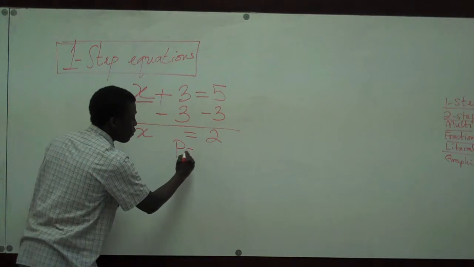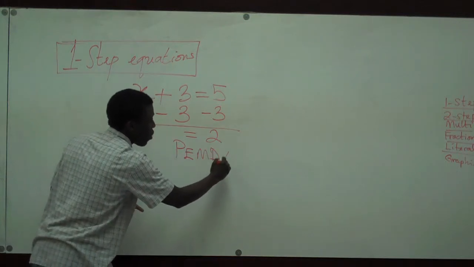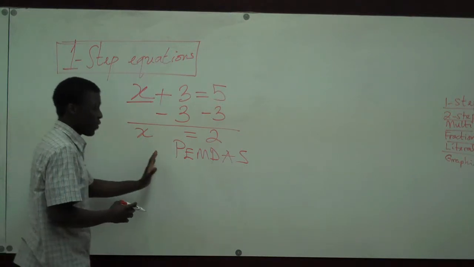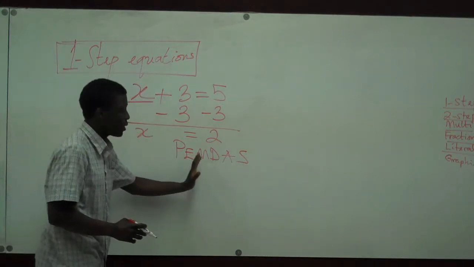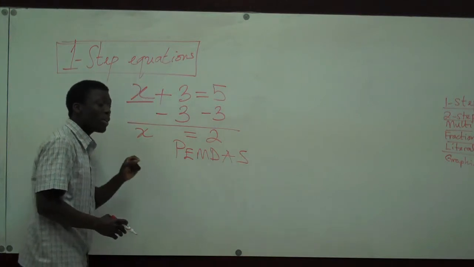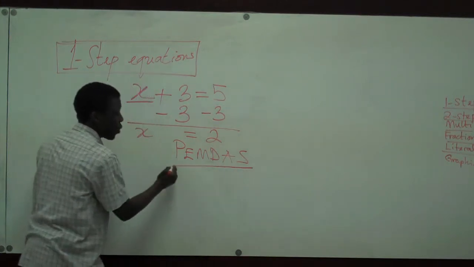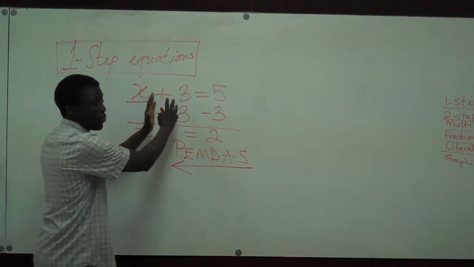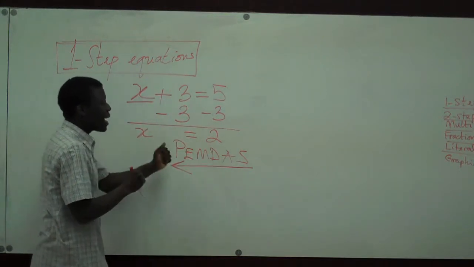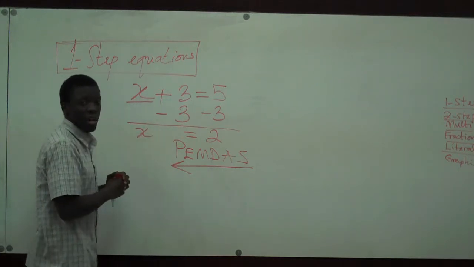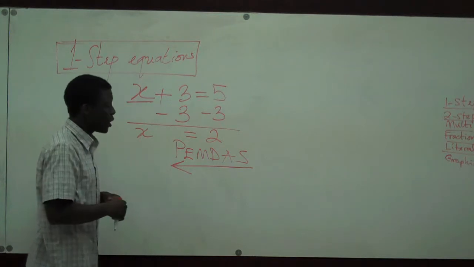Now you might have learned of PEMDAS as a method of simplifying expressions, and it's very important. Parentheses, exponents, multiplication, division, addition, and subtraction. Well, when you're solving equations, you actually go the other way. You deal with addition and subtraction first, get them out of the way, and then you can focus on the multiplication, division piece, or any of the others left. And we'll talk more about this maybe in two-step equations as well.